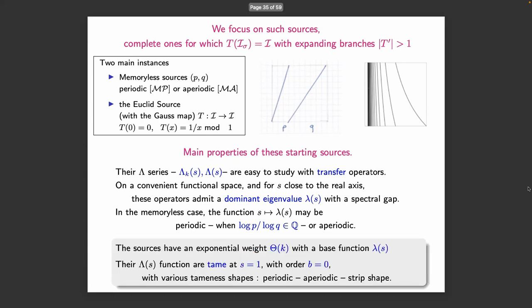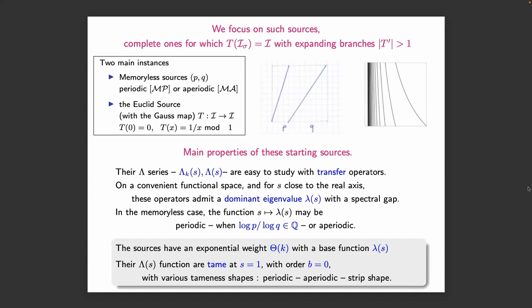Okay. And all these sources have an exponential weight of order k. Why? Because of this Perron-Frobenius property, which means that lambda sub k of s is exponential with respect to k. And the best function is lambda of s. Lambda of s is the dominating eigenvalue. And the lambda of s function is tame at s equal 1, and its value there is equal to 0.